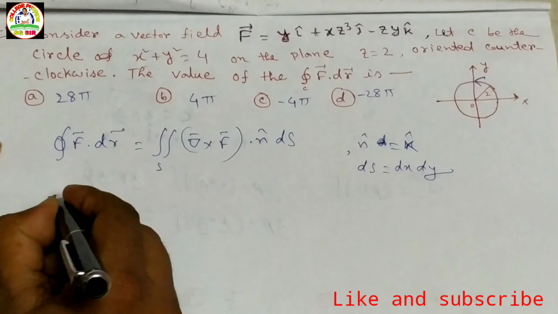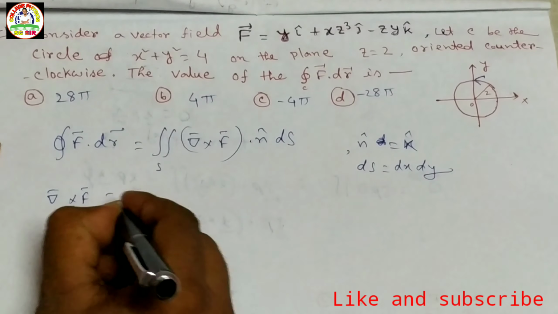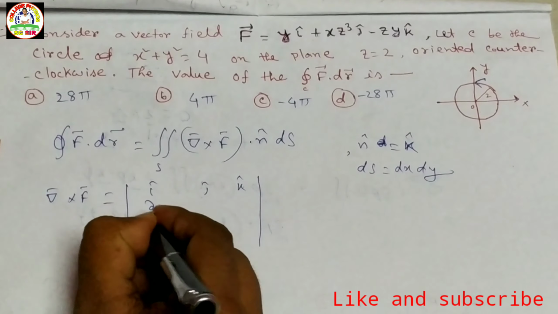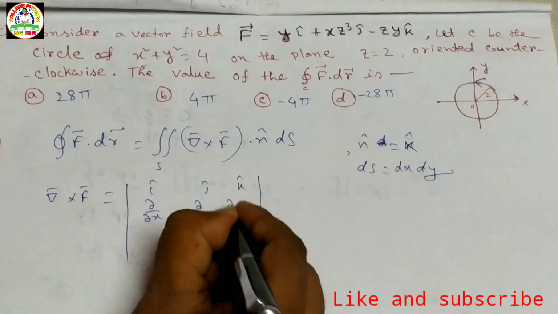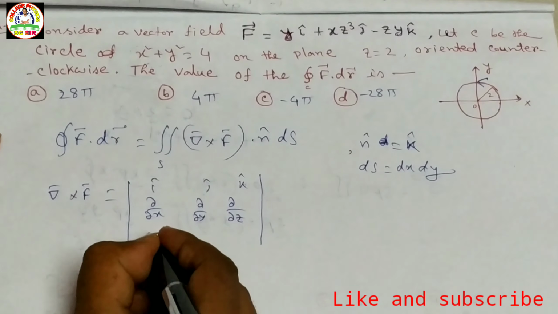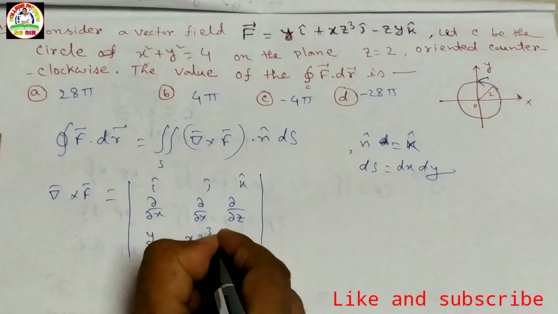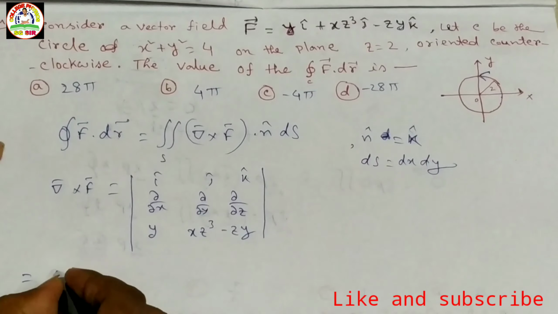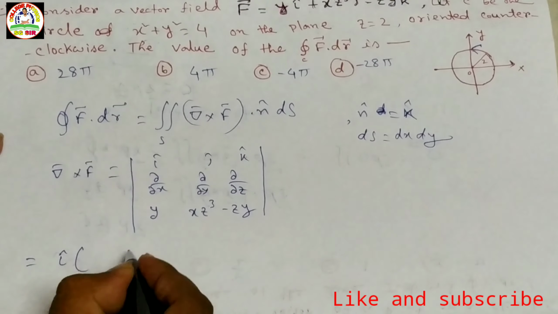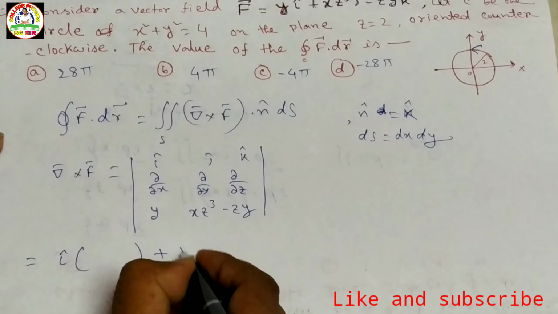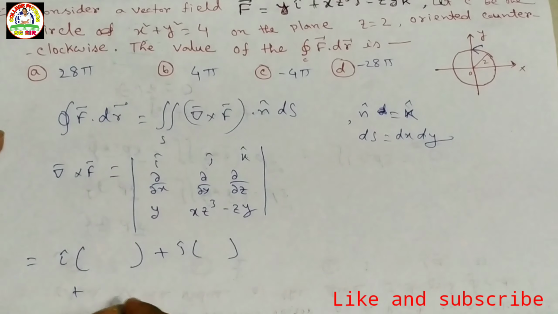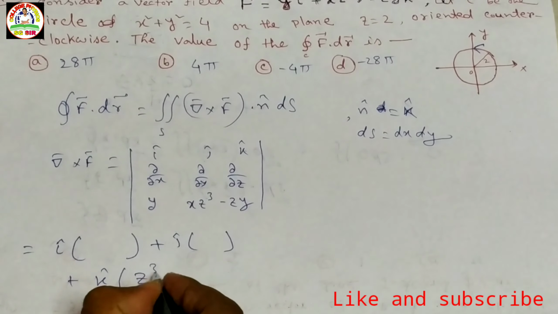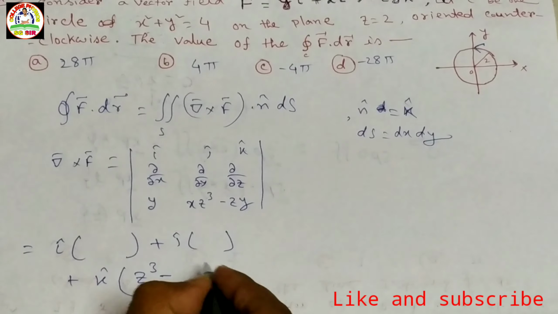Okay, at first we calculate curl of f. Curl of f means determinant of i cap, j cap, k cap, del x, del y, del z, and f is equal to y, x z cube, minus z into y. So we get i cap into something plus j cap into something plus k cap into z cube minus 1.